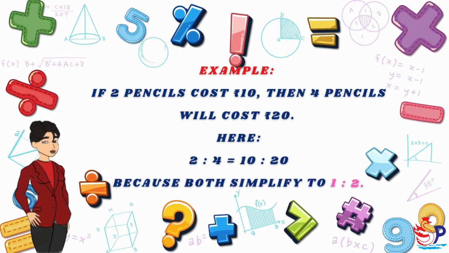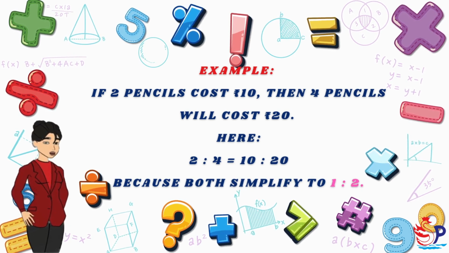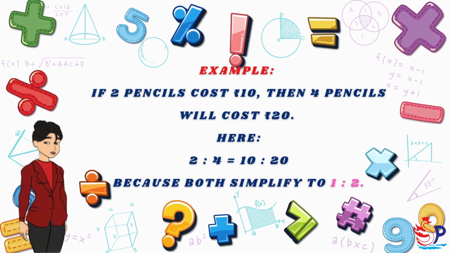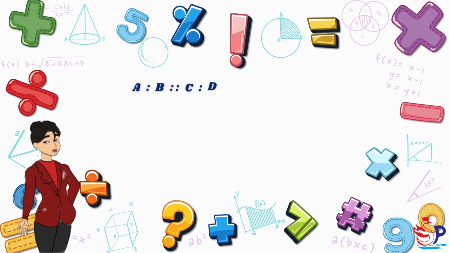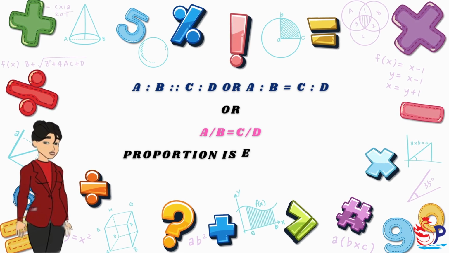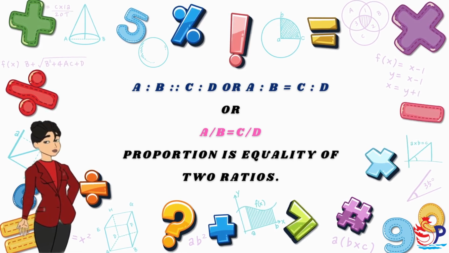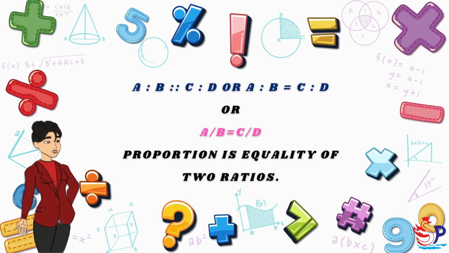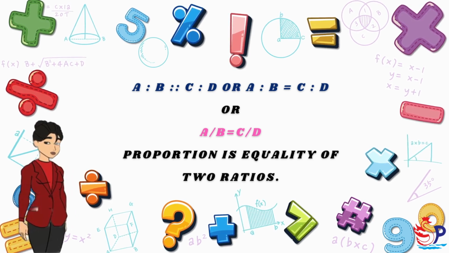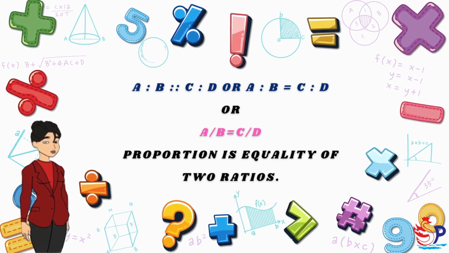2:4 is equal to 10:20, because both simplify to 1:2. A ratio B is to C ratio D, or A ratio B is equal to C ratio D, or A by B is equal to C by D. Proportion is equality of two ratios.